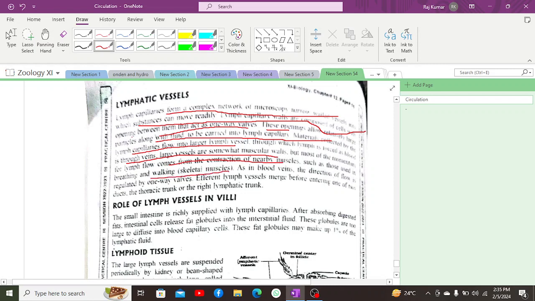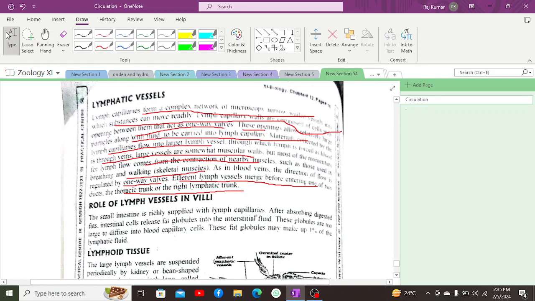And as in the blood veins, the direction of flow is regulated by the one-way valves, as previously mentioned, and efferent lymph vessels merge before entering one of the two ducts, the thoracic duct or the right lymphatic trunk. All of the lymph from the thoracic duct and the right lymphatic trunk opens directly into a structure known as the subclavian vein, or innominate vein, the right subclavian vein or innominate vein.